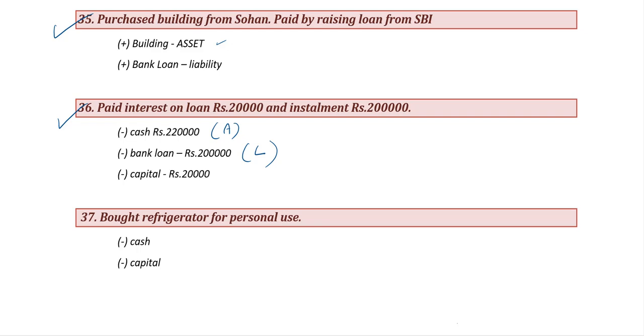Bought refrigerator for personal use. We need to deduct from cash. Cash is an asset. And we also need to deduct from capital because it's drawings, which has to be deducted from capital. So we've completed the entries in Complete Guide to Accounting Equation.